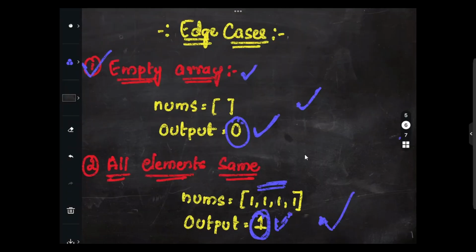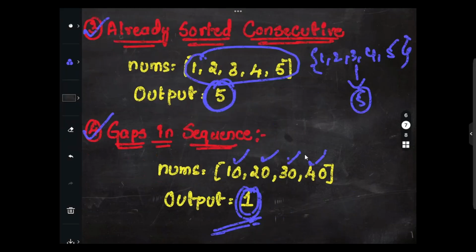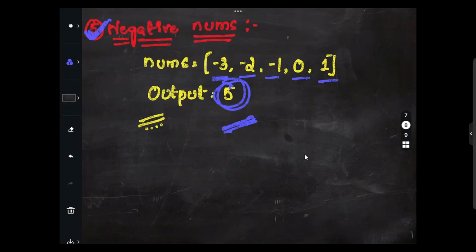So the first edge case here is empty array. This is fine. The second edge case we discussed is this one, all elements same. The third edge case here is already sorted consecutive. The fourth edge case here is gaps in sequence. The fifth edge case here is negative numbers. These are the 5 edge cases that we need to keep in mind.